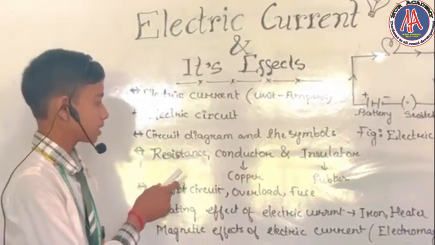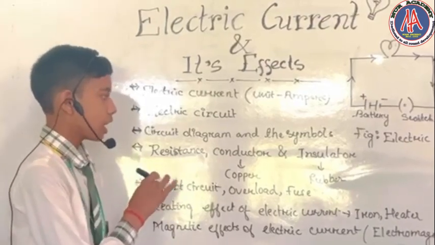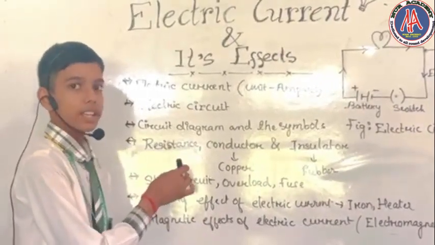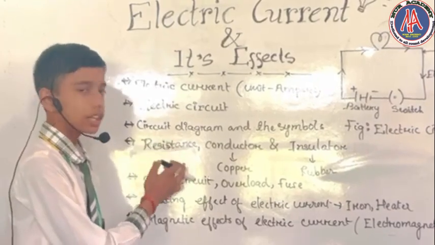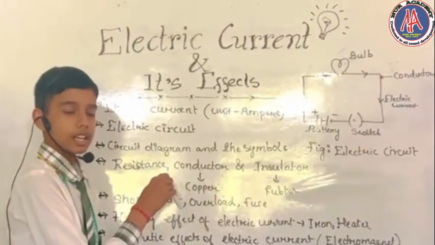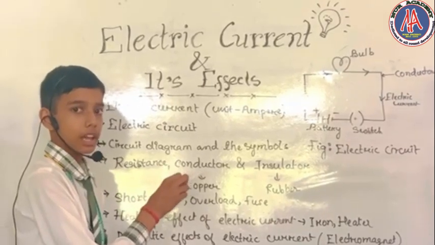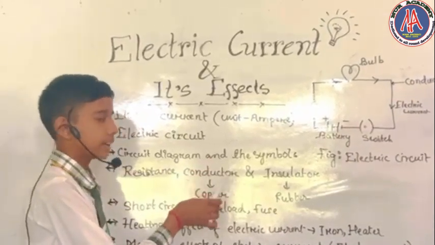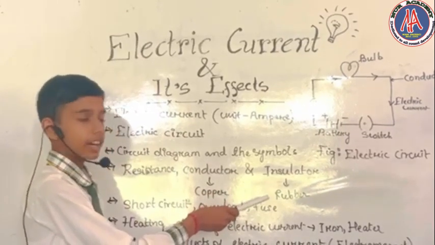Now, the second thing is what is a conductor? Metals conduct electricity well, and materials are called conductors or semiconductors. Now what is an insulator? An insulator is a material which doesn't allow electricity to pass through it. The example of an insulator is rubber.